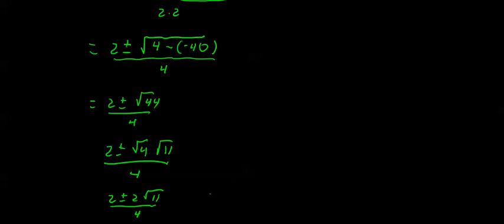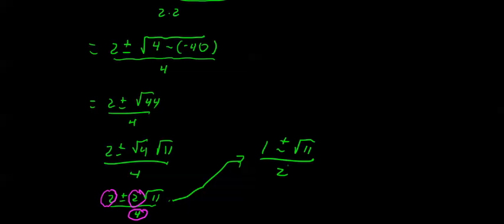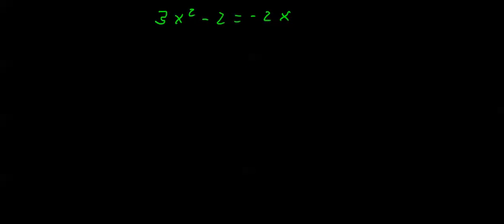Lastly, we need to simplify this. If we can divide every number, this 2, and this 4, not the radical, by some number, then do so. We can divide by 2, and this ends up being 1 plus or minus the square root of 11 over 2. That is our answer. Now I want to do one more example, but I want you to try it on your own. All right, here is our equation. Pause it and try to do it yourself.